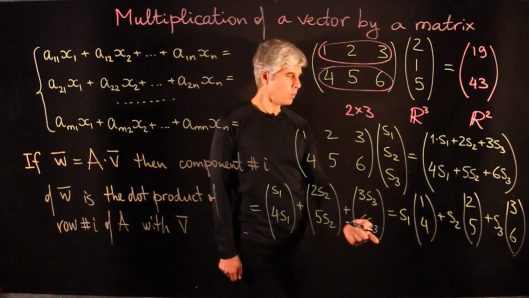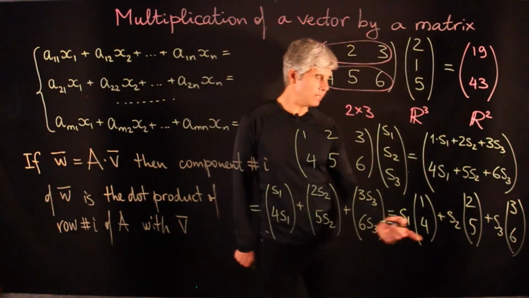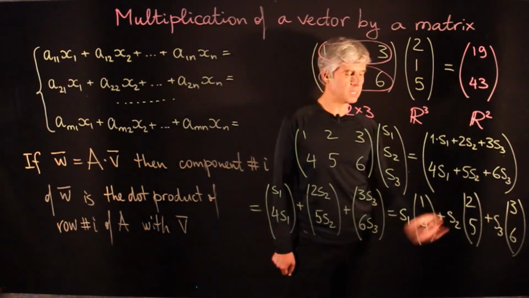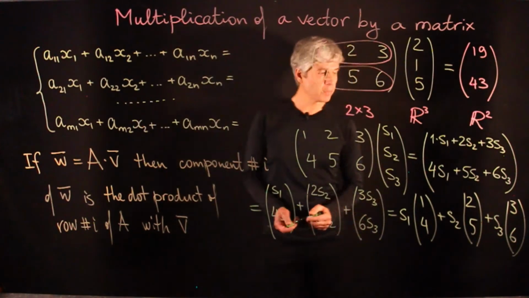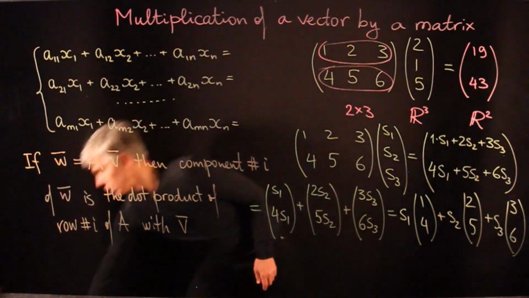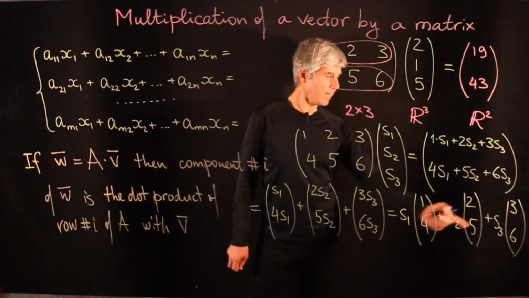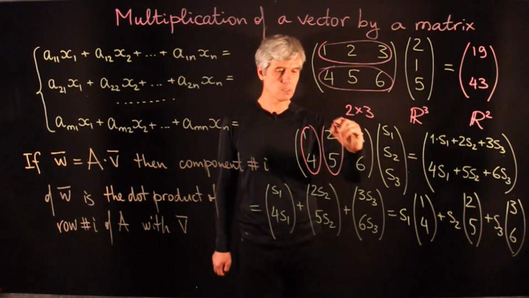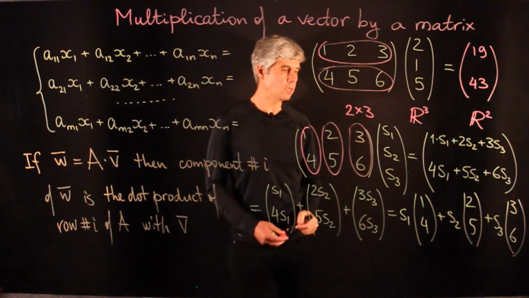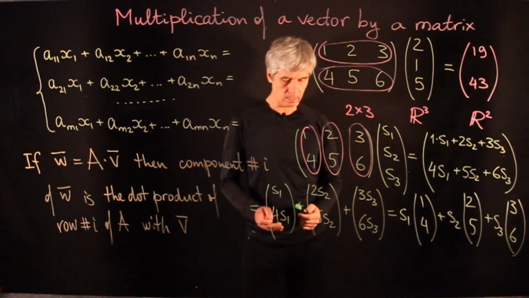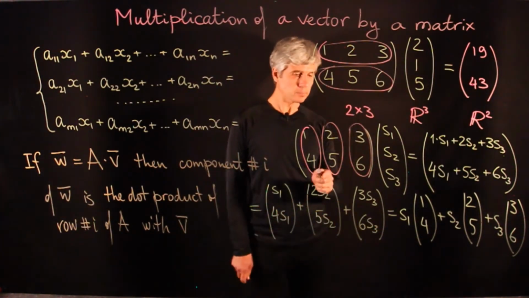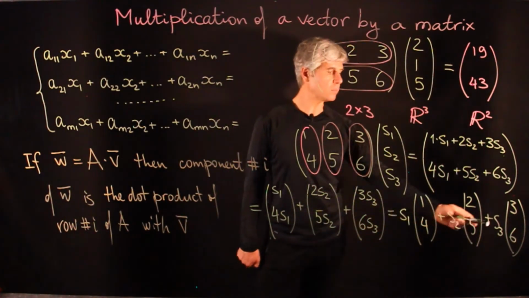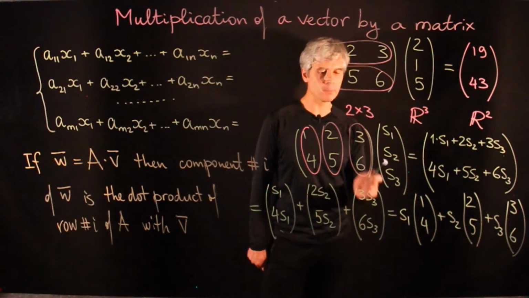Now, what we've got here is a linear combination of 3 vectors: (1, 4), (2, 5), and (3, 6). What are these vectors? We can see that these vectors are nothing but the columns in this matrix. So here we see that the product of this matrix with the vector is a linear combination of the columns of this matrix.